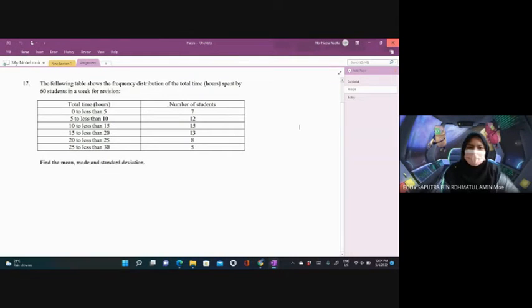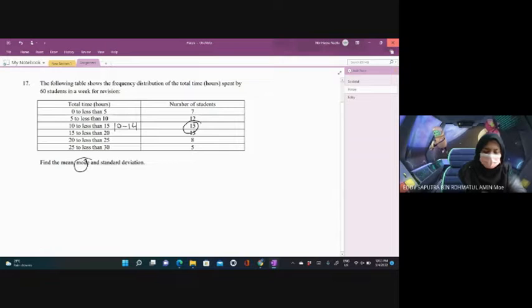Assalamualaikum, my name is Hasha, and I'm going to explain the next part of this question, that is the mode. First, we know that the mode is at the highest frequency of this data. The highest frequency is 15, so the modal class is 10 to 14.